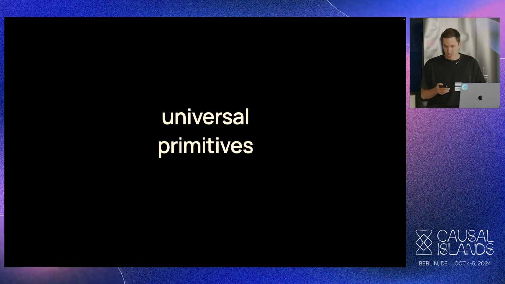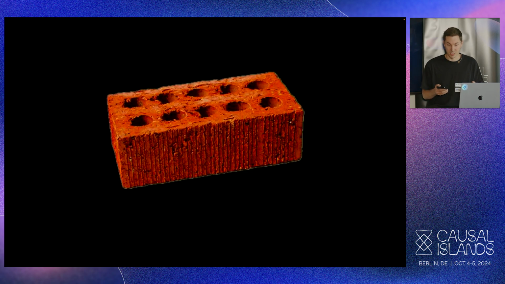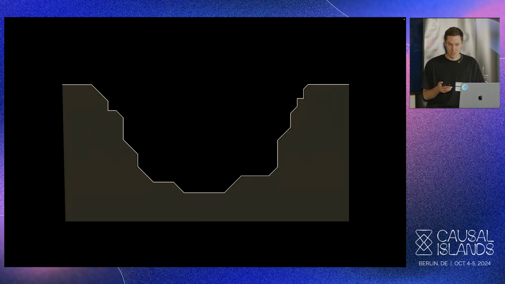I want to make this more viscerally clear to you. What's a good universal primitive, like a brick, for example? You can build almost anything with a brick, right? So if we have some problem, like this is a valley that we want to cross, think for a second how you would use bricks to solve that problem, to make it really easy to go from one side to the other.